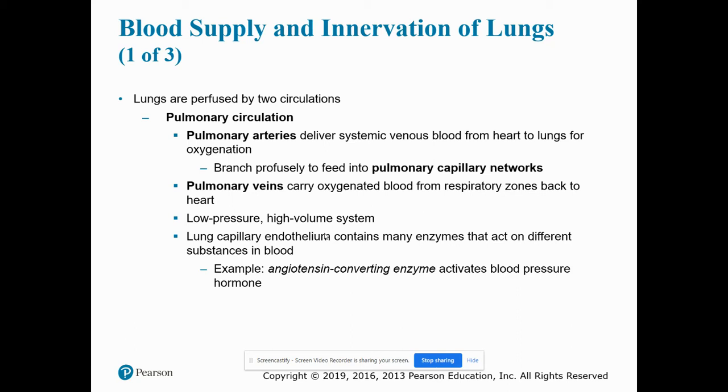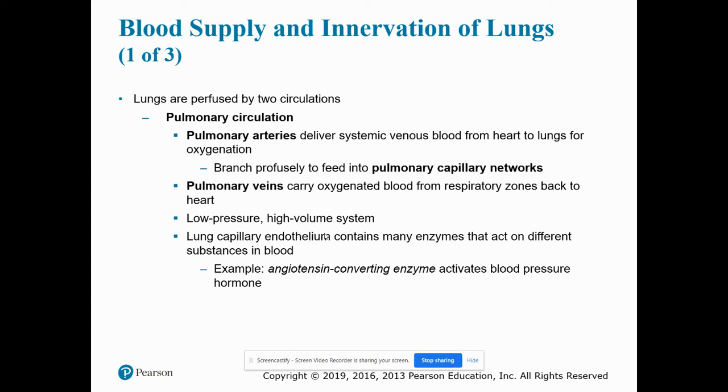We have pulmonary circulation, and in pulmonary circulation, we have pulmonary arteries delivering systemic venous blood from the heart to the lungs for oxygenation. It branches profusely to feed into pulmonary capillary networks, and then the pulmonary veins are going to carry the oxygenated blood from the respiratory zones back to the left side of the heart, right? So pulmonary arteries are leaving the right side of the heart, pulmonary veins are bringing it back to the left side of the heart. This is a low pressure, high volume system. But what's important is that this is not what's going to be providing the oxygen to the lung tissue itself.